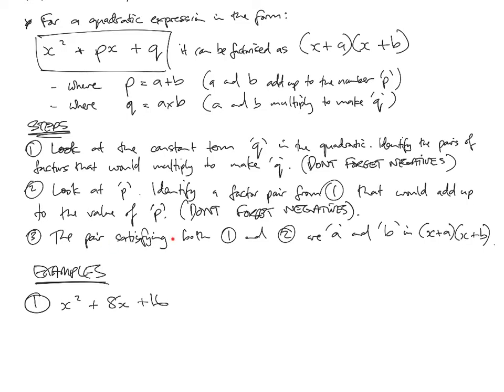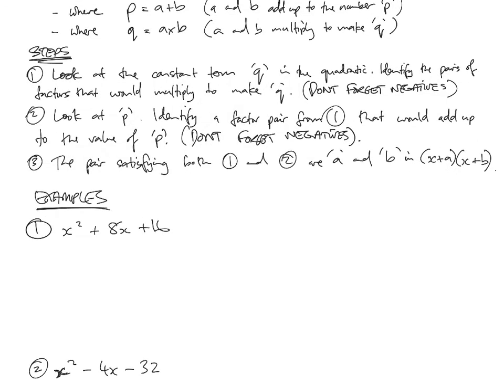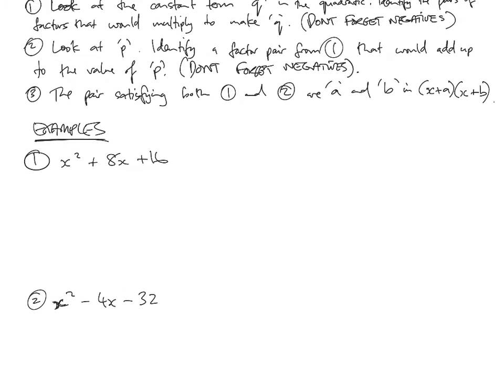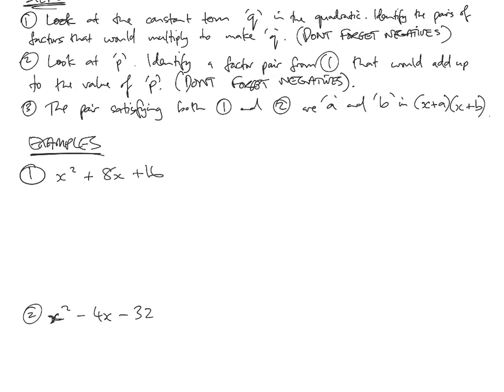The pair of factors that satisfies both 1 and 2 are a and b in this factorization. So once you've found a pair of numbers that multiply to make q and also add together to make p, they are a and b in the brackets here. So you can jump straight to the factorization once you've identified that pair of numbers a and b. So let's show how those steps work.